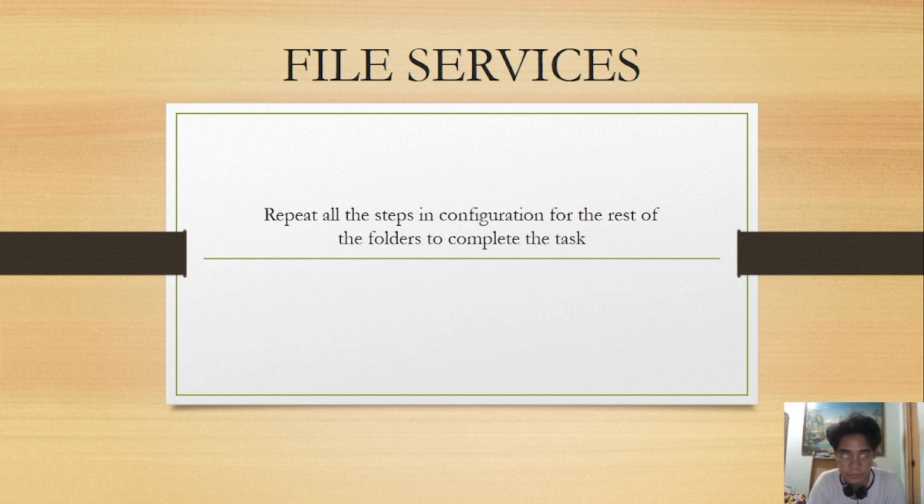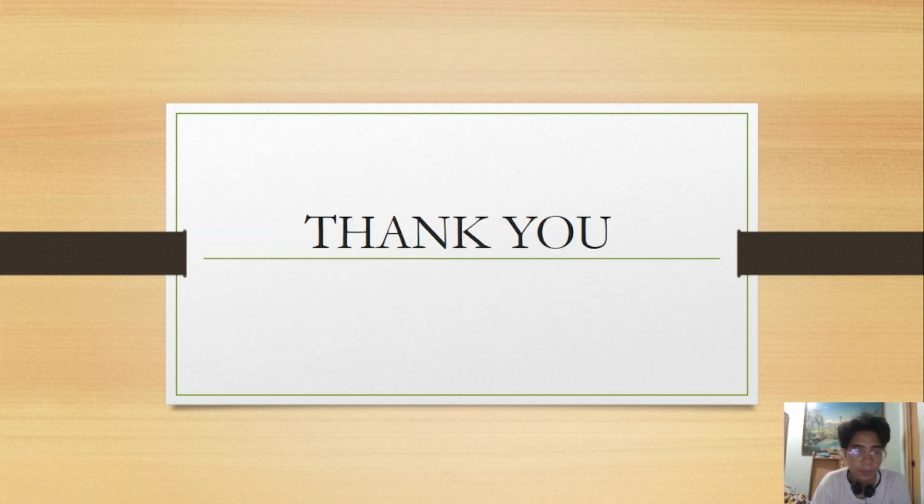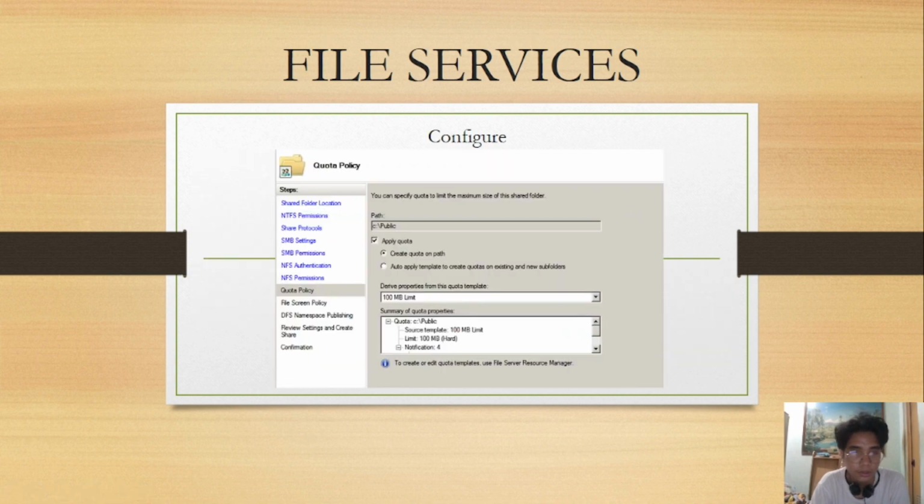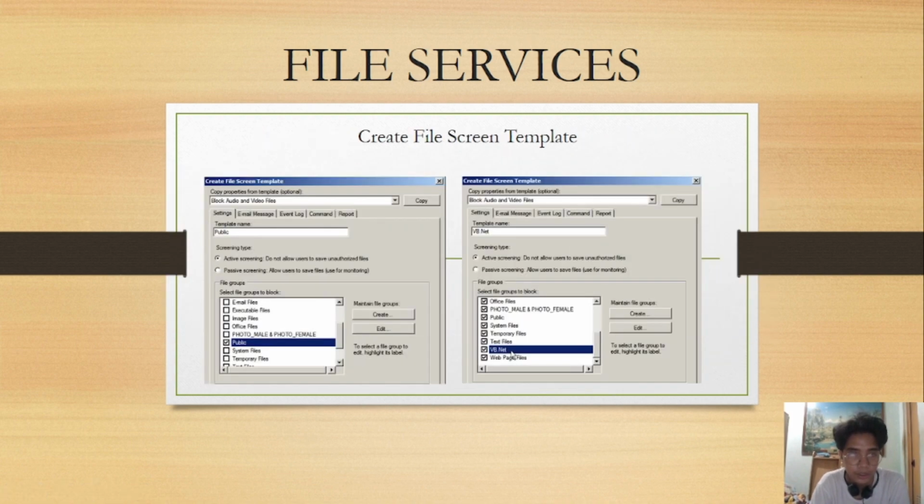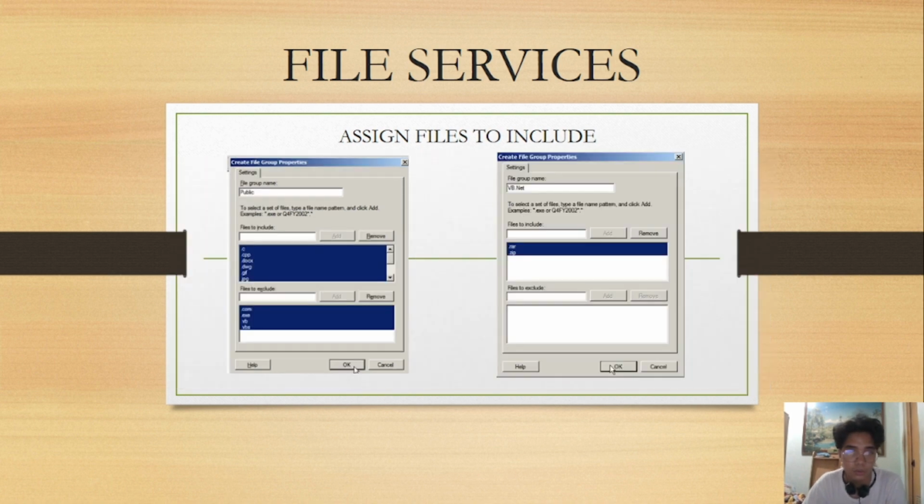If you've completed that, then you should be able to see that the public folder, the bb.net folder, and the C programs folder have this change in icon. That's all for the file sharing, since I'm only required to configure the files that should be included in the folders.